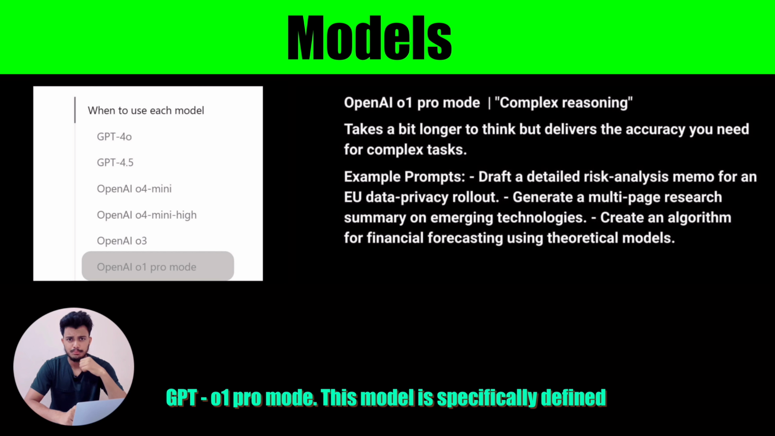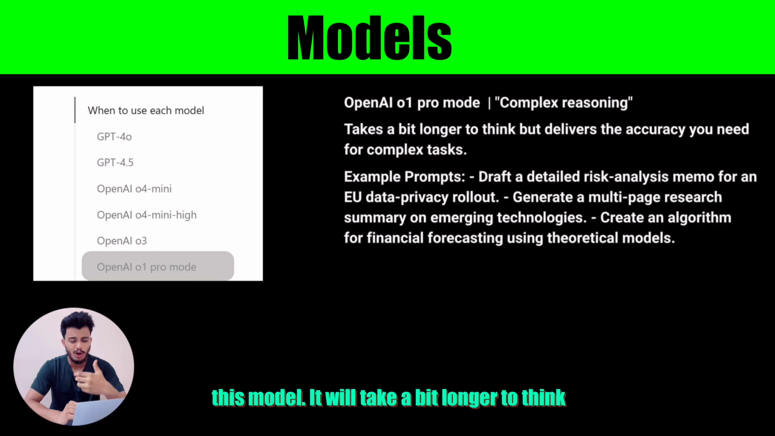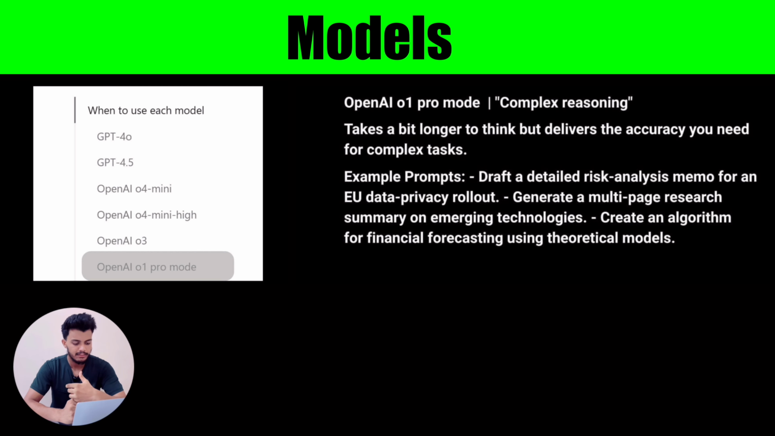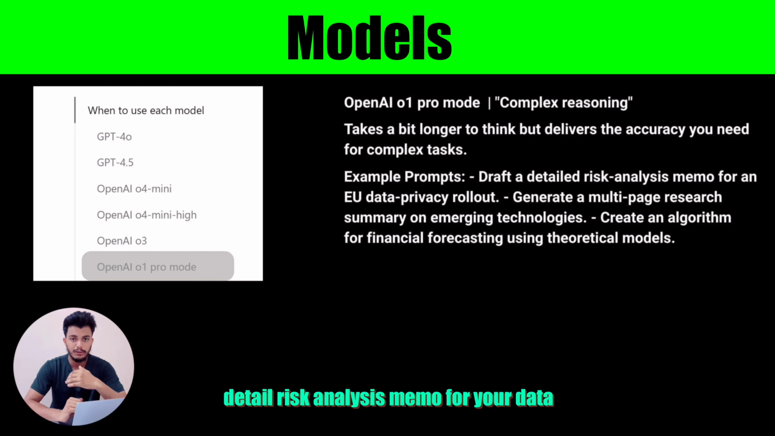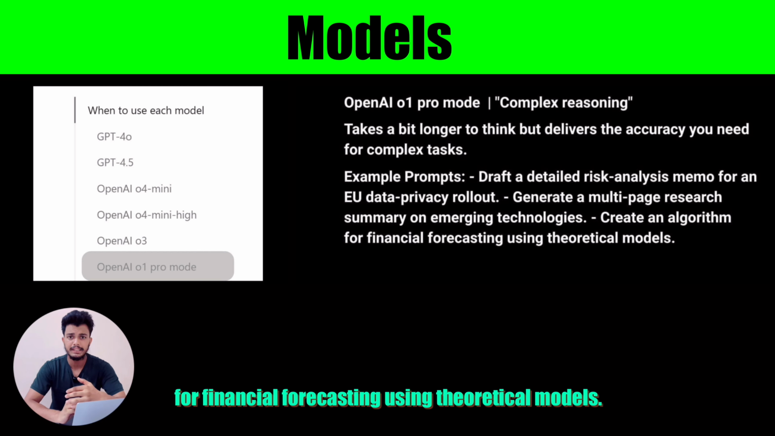O1 Pro Mode. This model is specifically designed for complex reasoning. Whenever you want to do any reasoning task, you can perform it with this model. It will take a bit longer to think but delivers the accuracy you need for complex tasks. Like suppose if you want to draft a detailed risk analysis memo for your data privacy, it can generate a multi-page research summary on emerging technologies, and also it can create a step-by-step algorithm for financial forecasting using theoretical models. So this model is very good for complex reasoning.